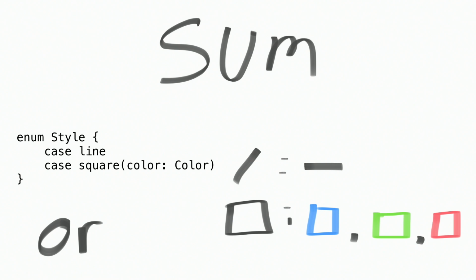Now, product types, or types, or sum types. Why is it a sum type? Well, again, if I have two enums, and this one has associated data with it, right? So there are 3 possible kinds of squares and 1 possible kind of line. How many total styles are there? 4. 1, 2, 3, 4. It's a sum type. I like to call it "or." It's easier to remember.